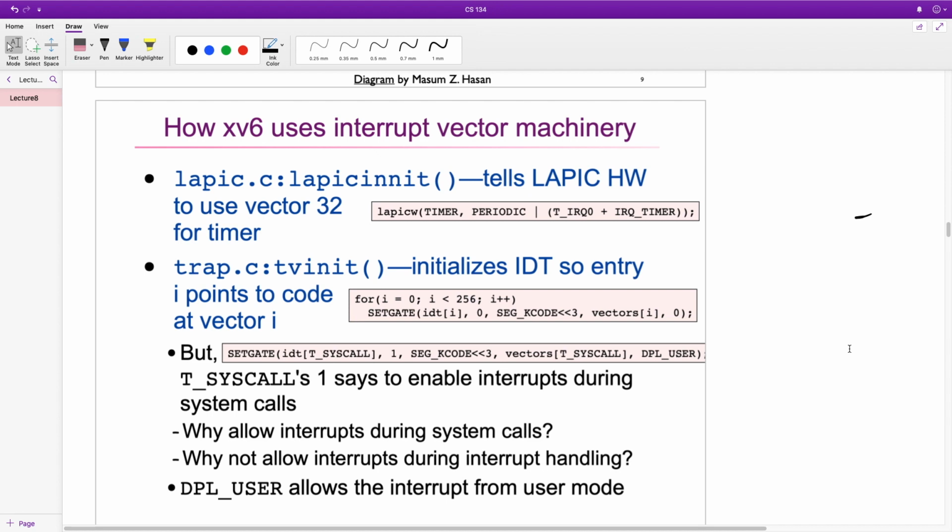XV6 will write to our LAPIC. The timer is actually integrated with the LAPIC these days, and so we can tell it we want to be periodically called. We have tvinit that initializes the interrupt descriptor table, so it sets in a particular entry the segment, which we're not using much, but we have to have a segment, and where we want to go.